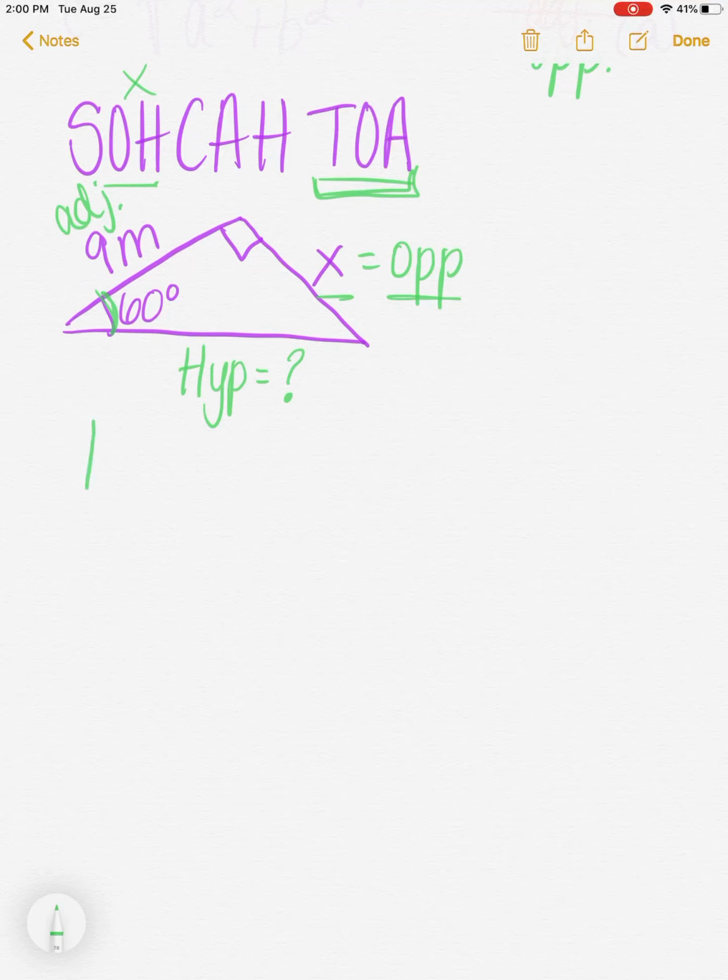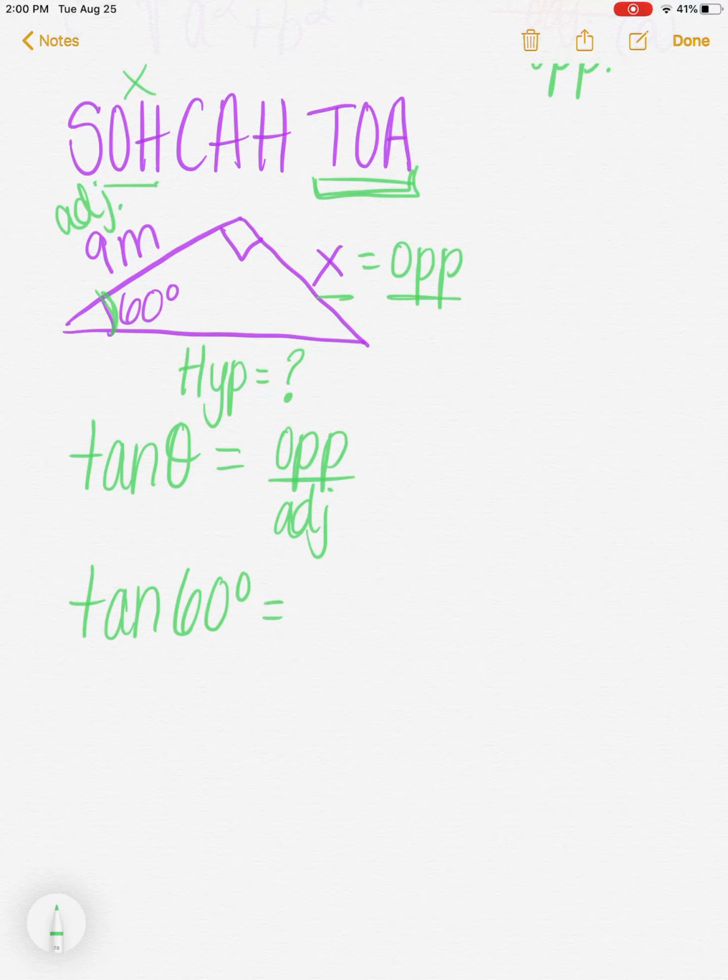So what that's going to mean is tangent of theta is equal to opposite over adjacent. And if we plug in the values of this particular triangle, we know that theta is 60 degrees. So tangent of 60 degrees is going to be equal to x, because that's our opposite side, over the adjacent, which is 9 meters in this case. I'm going to leave the meters off just for unit confusion. I mean, you could put it there if you want to. All right, so we need to solve for x right now. So how do we get x by itself?